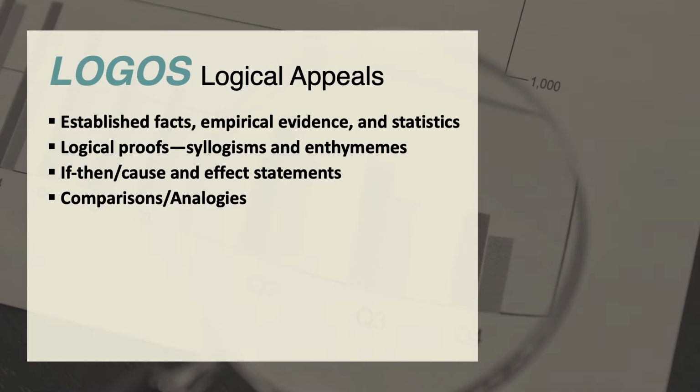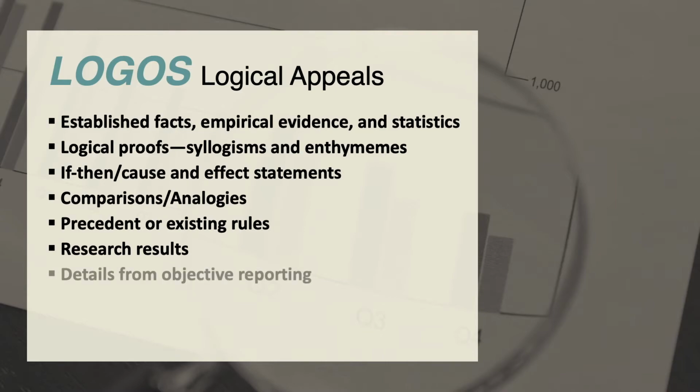Of course, you want to be careful about logical fallacies. Sometimes within formal logic, something can be valid without being true. And it's also possible that logical fallacies like ad hominem attacks and moral equivalence have certainly proven effective. But beyond formal logic, we can use things like precedent and existing rules. Often we'll present research results or theories from published scholars. This is also where we can bring in details from objective reporting. And especially, we want to make sure that we're using credible news sources anytime we're writing about current events.